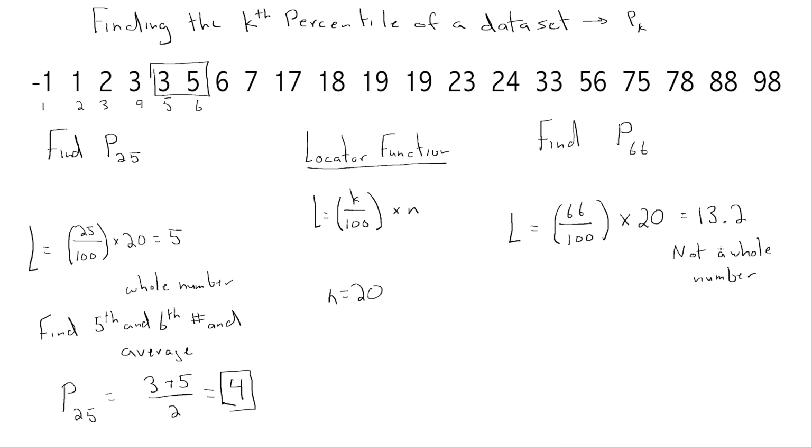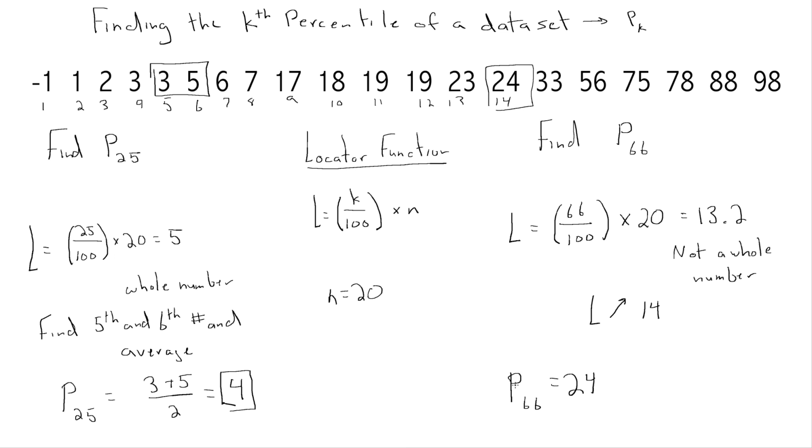What we'll do is we'll take our locator value and we will round it up to the next whole number. So in that case it'll be 14. So we count to the 14th data value in the list, 10, 11, 12, 13, and then the 24 is our 14th data value. So the 66th percentile is going to be equal to 24.